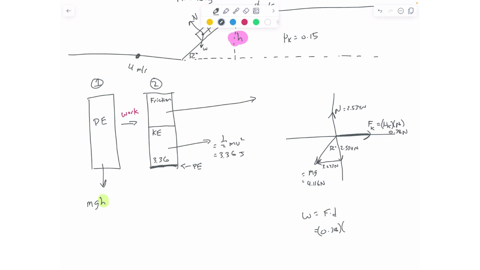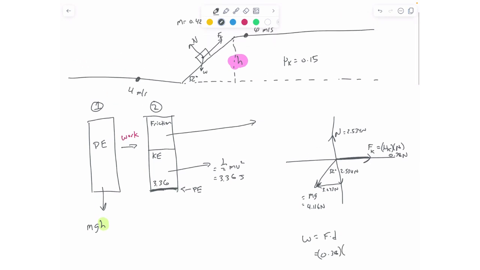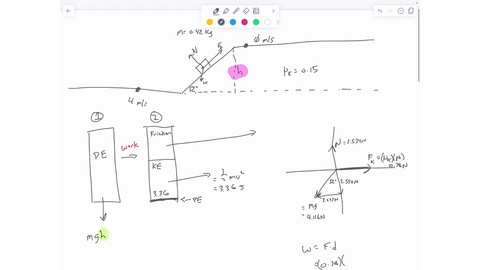And the distance is, so what's the distance here? Well, it's this right here, right? It's this distance here. Now, do we know what this is? No, we don't know what it is. But we do know that this is 52 degrees and this is h. And we don't know what this is.